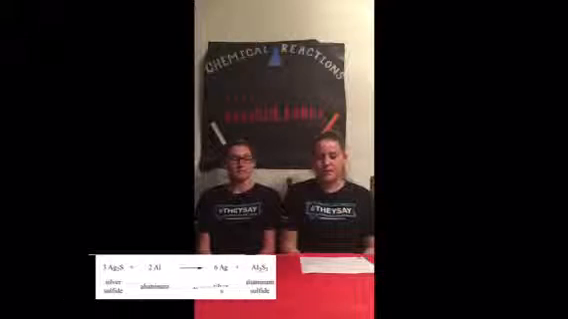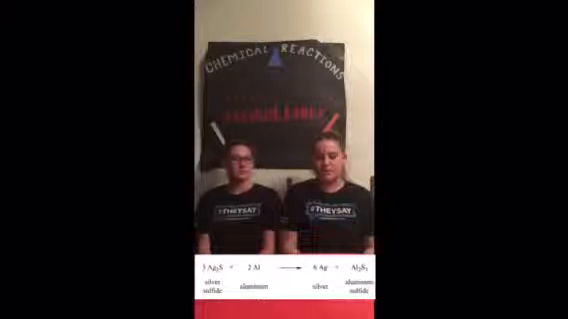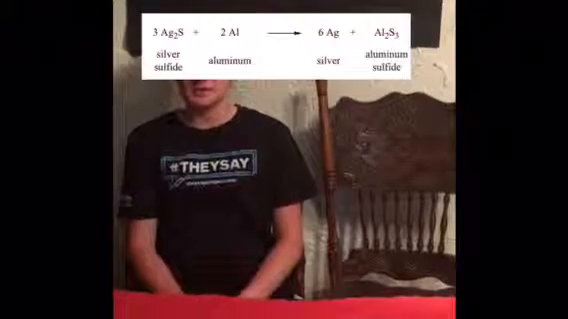An example of a chemical equation would be silver sulfide plus aluminum yields aluminum sulfide and silver. For our experiment, we will be using this exact chemical equation. We'll be removing the tarnish off a silver spoon, which is actually a chemical reaction.